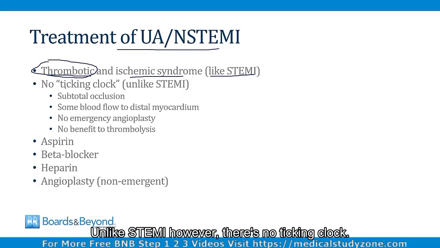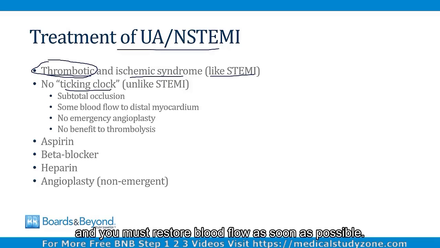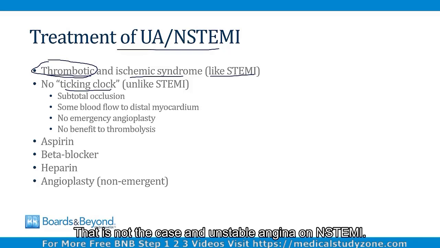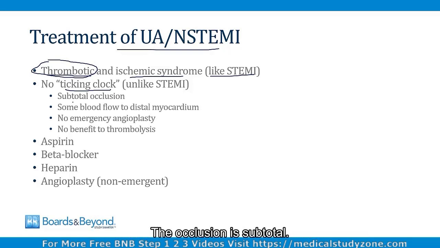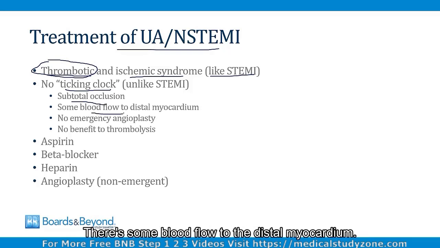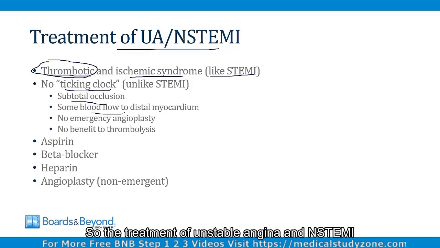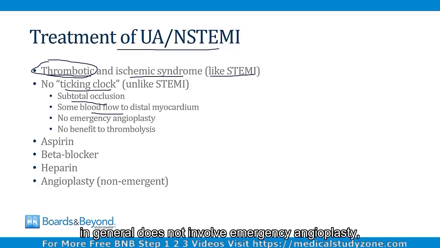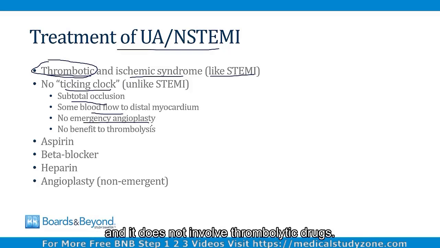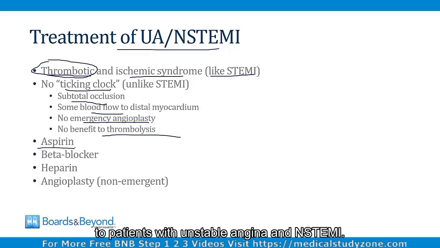Unlike STEMI, however, there's no ticking clock. So in STEMI, a vessel is completely occluded, and you must restore blood flow as soon as possible. That is not the case in unstable angina and NSTEMI. The occlusion is subtotal. There's some blood flow to the distal myocardium. So the treatment of unstable angina and NSTEMI in general does not involve emergency angioplasty, and it does not involve thrombolytic drugs.